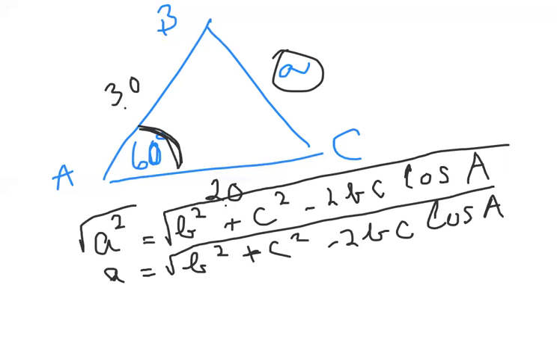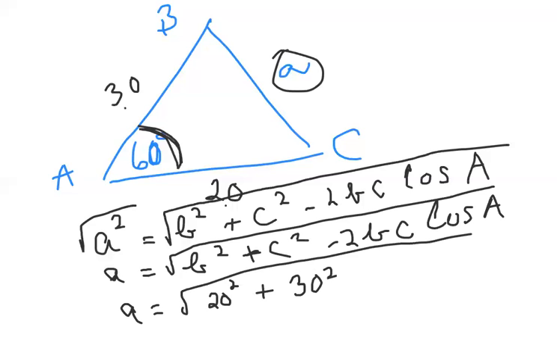So what I'm doing here is doing some of the work ahead of time. And now all I have to do is plug in the values and drop it in my calculator. Side B is 20, so we're going to square that. Side C is 30, so we're going to square that. And then minus 2 times side B, which is 20, multiplied by side C, which is 30, multiplied by cosine of angle A, which is 60 degrees, okay?